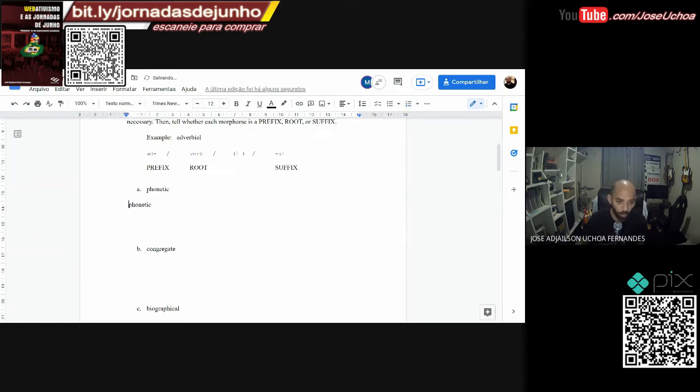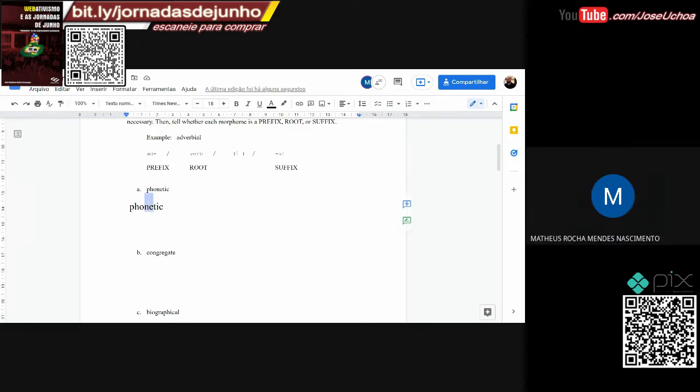Phonetic. How would you split this word? Which is easier for you to find, the prefix, the suffix, or the root first? Think of similar words to phonetic. You may need the help of the dictionary. First, the easier one is to find the root. Find the root, and what is the root according to your feeling?